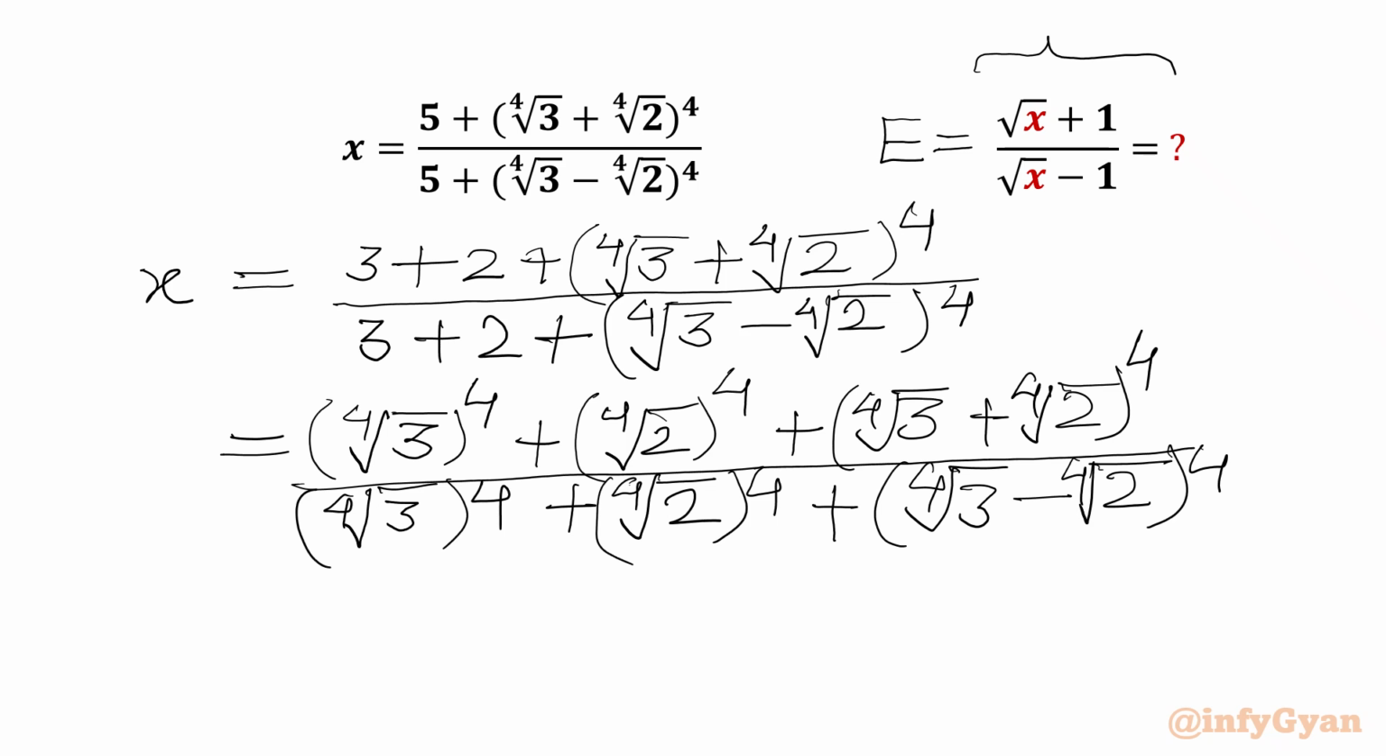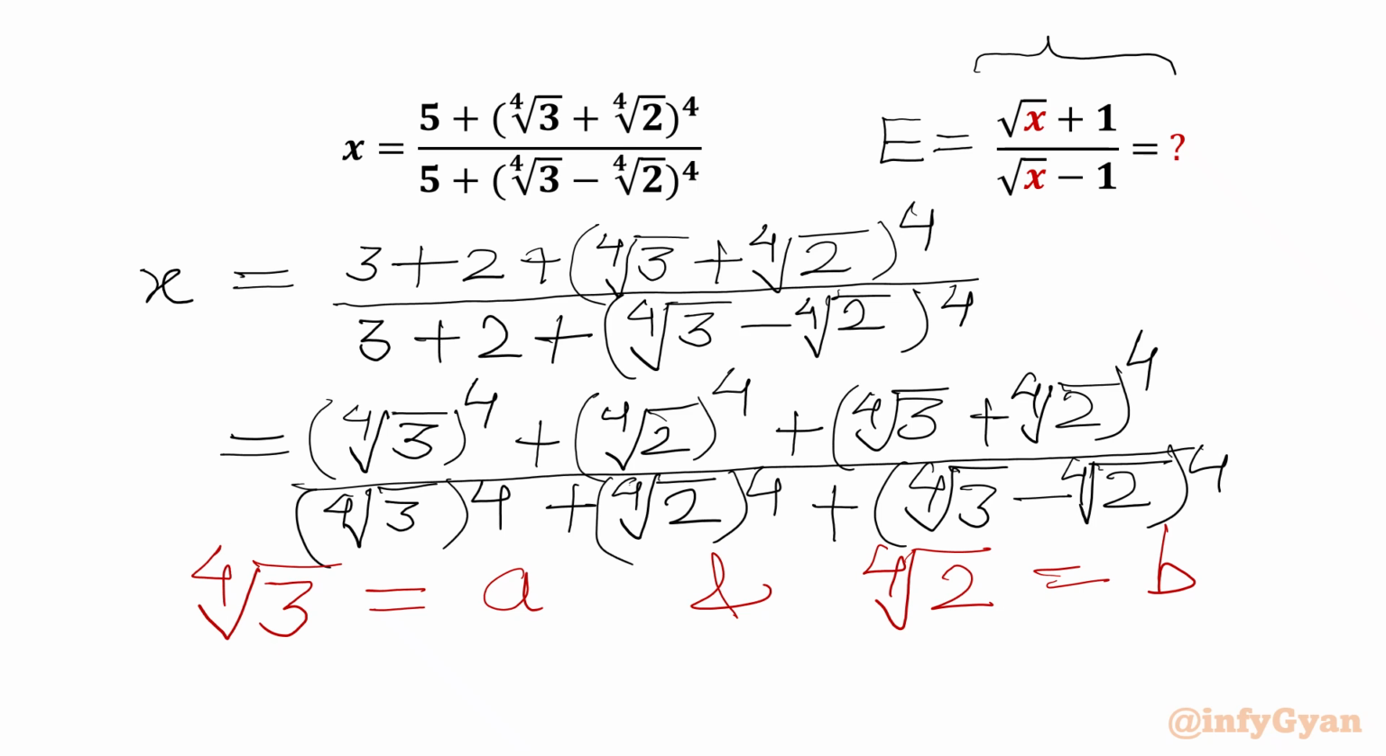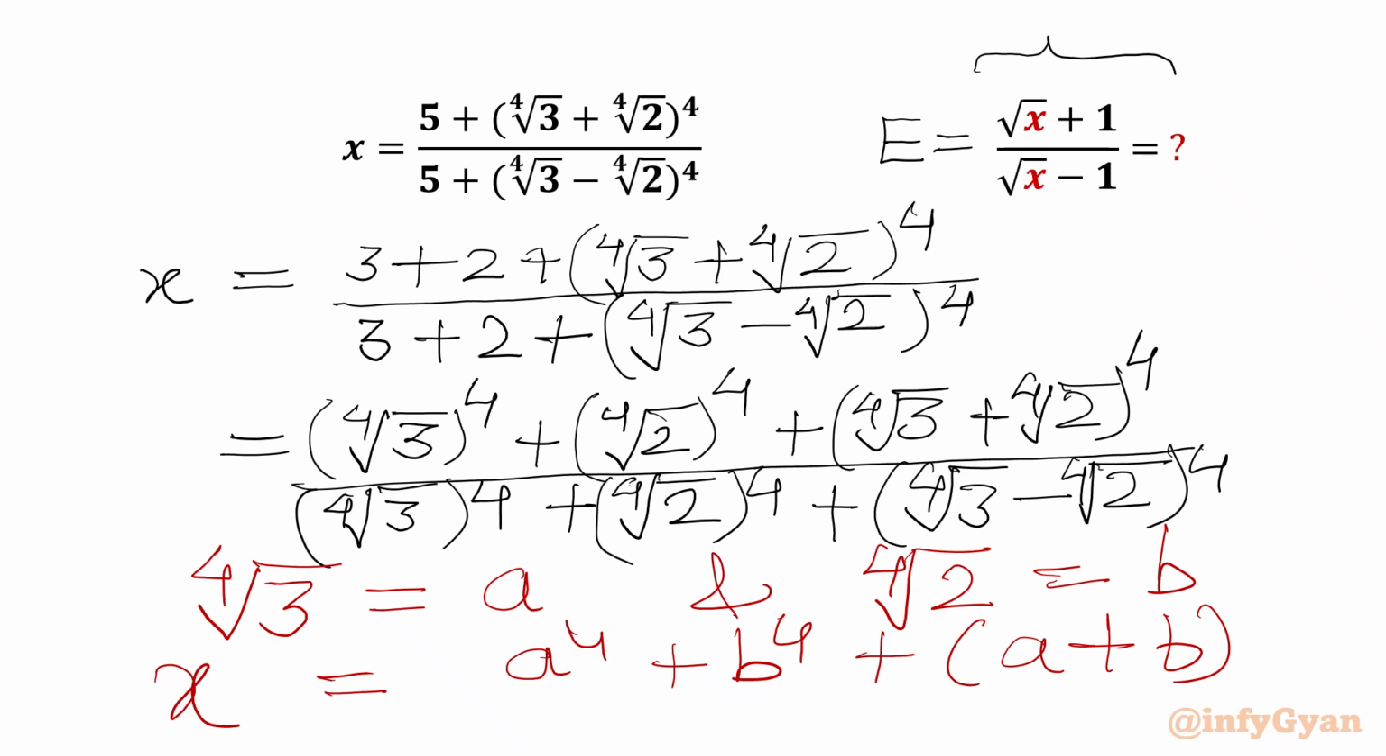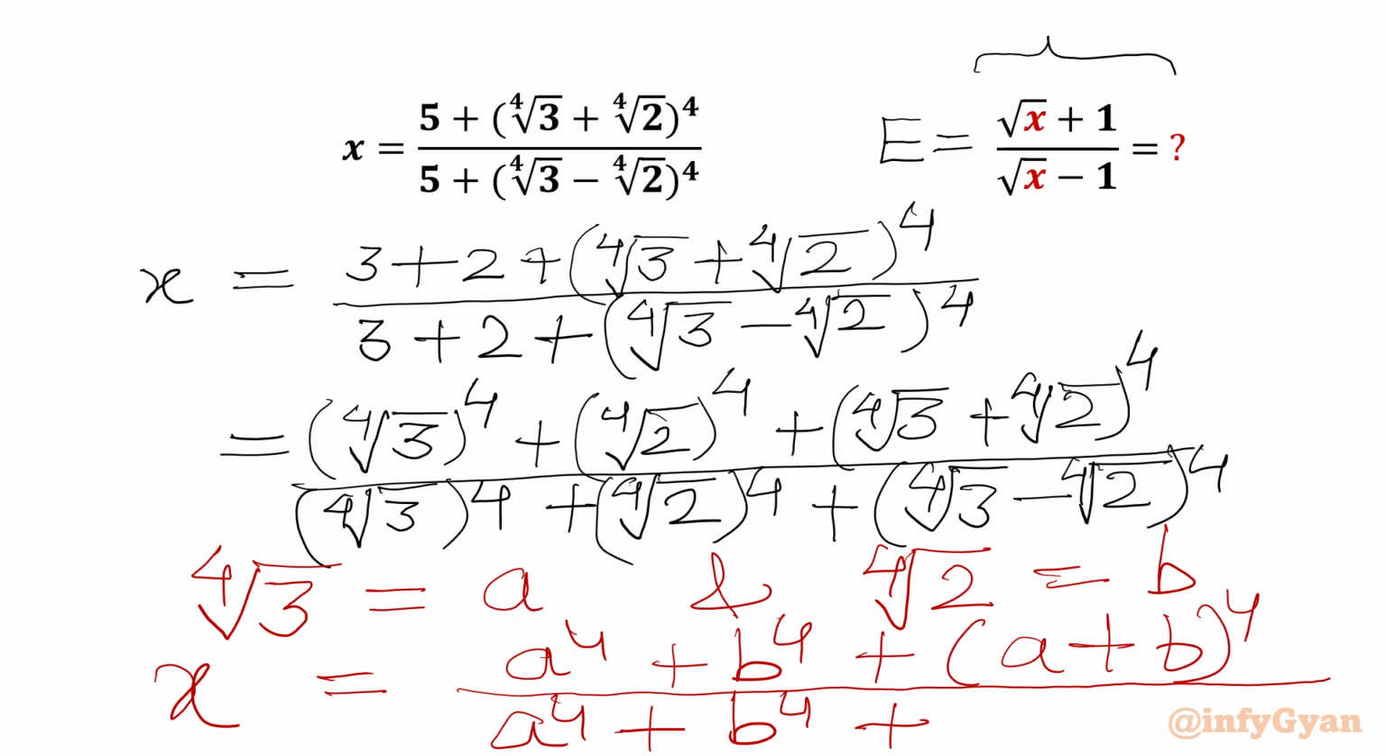Now we can assume 4th root of 3 is A and 4th root of 2 is B. So I can write x will be equal to A power 4 plus B power 4 plus (A plus B) whole power 4 in the numerator. In the denominator, A power 4 plus B power 4 plus (A minus B) whole power 4.